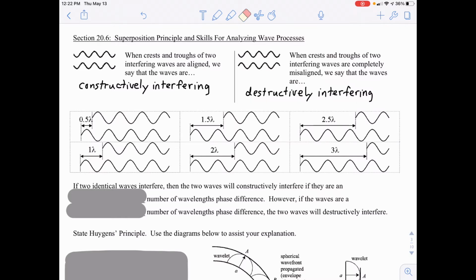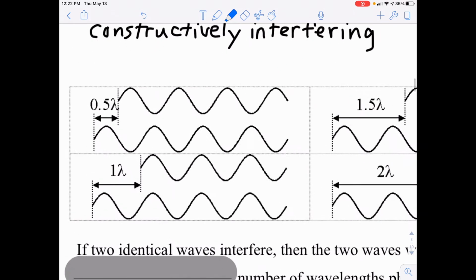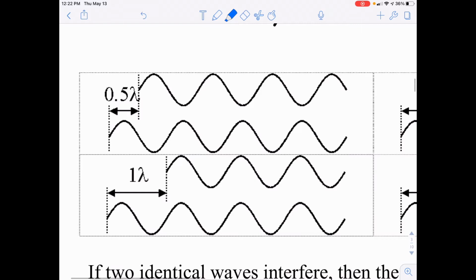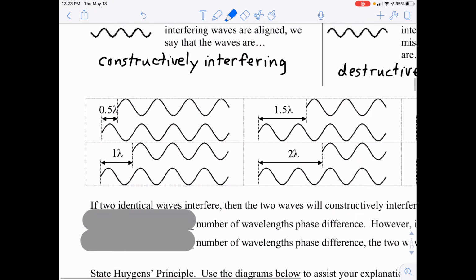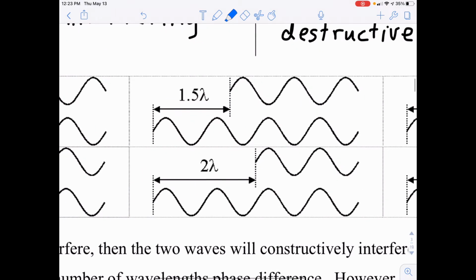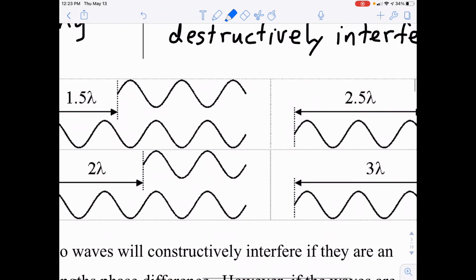So let's take a look at these diagrams here. In the first diagram, we can see that these two waves are destructively interfering because a crest from one wave is meeting a trough from the other. And they are essentially 1/2 a wavelength off from being aligned. So they're 1/2 of a wavelength misaligned. Similarly here, we're 1.5 wavelengths misaligned, or 2.5 wavelengths misaligned.